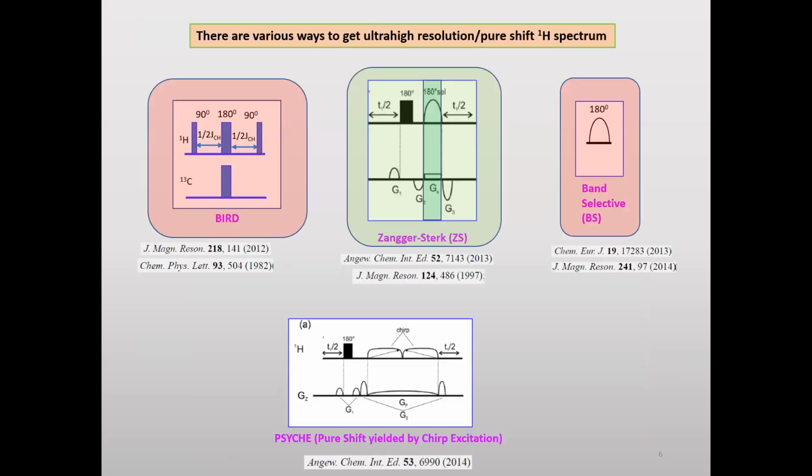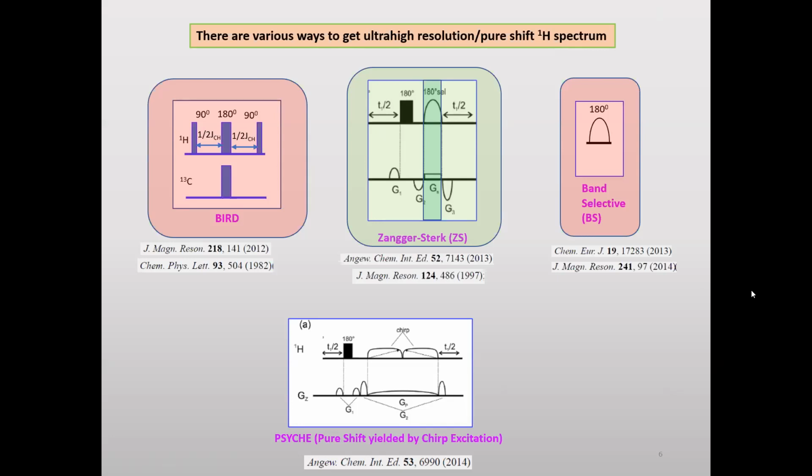Now there are various ways to get an ultra high resolution or pure shift proton spectrum, and there are 4 blocks which are very common nowadays. The first one is BIRD, bilinear rotation decoupling. This uses the 1.1% proton signals attached to 13C. The second one is the Zangger-Sterk sequence that uses a selective refocusing pulse in the presence of a gradient. The third one is band selective homonuclear decoupling, suitable for peptides and proteins, where, for example, the H-alpha can be decoupled from the side chain and the amide protons. The fourth one is pure shift yielded by chirp excitation, which is relatively new.